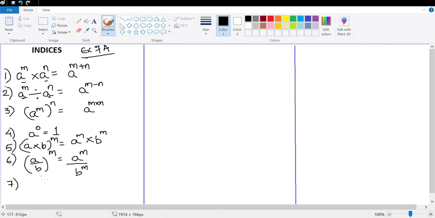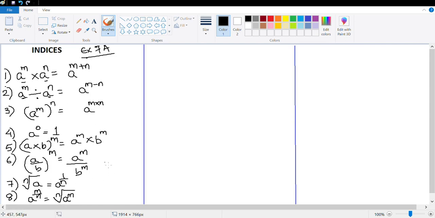Number 7, nth root of a means a to the power 1 upon n. Number 8, a to the power m upon n will mean the denominator goes as the nth root. So nth root of a to the power m.